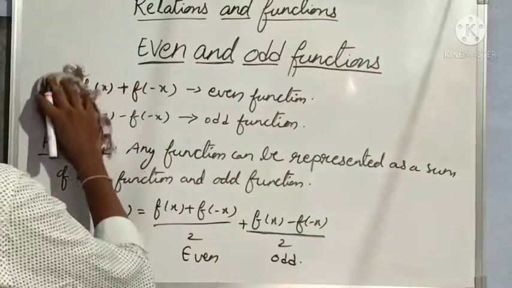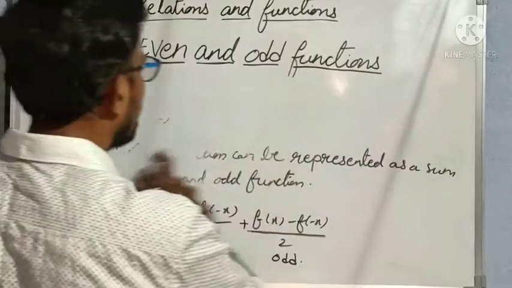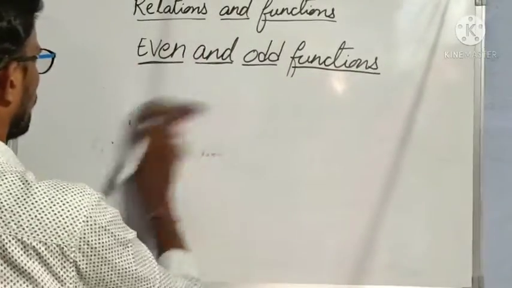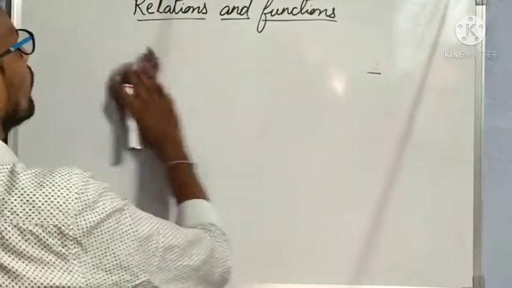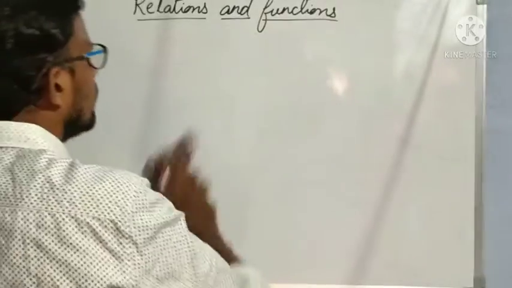Next, let us see combinations of even and odd functions. So here one table is here. Let us understand the table.